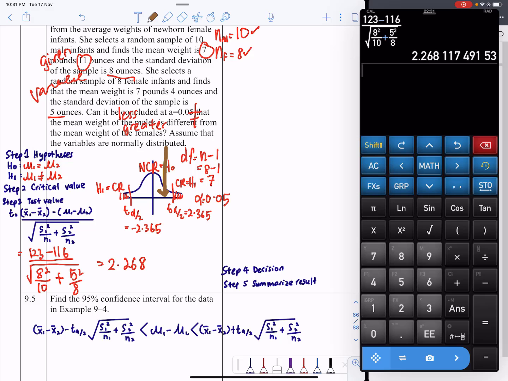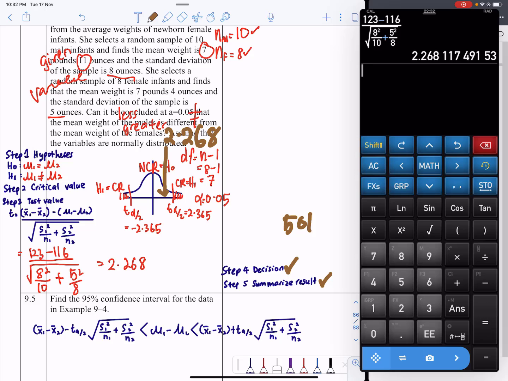Where is 2.268? I enlarge a little bit here. That's 2.268. It falls on the non-critical region. When it falls on the non-critical region, we fail to reject the null hypothesis. That is the decision, and then of course we need to summarize the result. Based on page 501, there is not enough evidence to support the claim that the mean of the weight of male infants is different from the mean of the weight of the female infants.